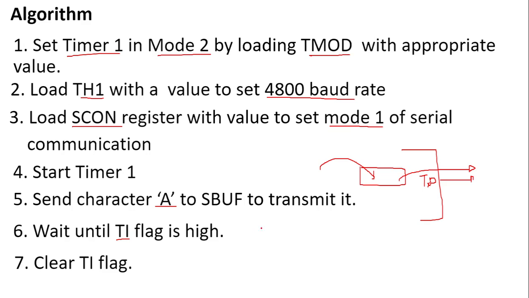Because in the second step we have to send the same character A for the second time. For that purpose, we first have to clear the TI flag, and then we will repeat the whole process by going to step 5. So these 3 lines, step numbers 5, 6, 7, are to be repeated forever, because we have to send the character A continuously. Now let us move to the programming part.